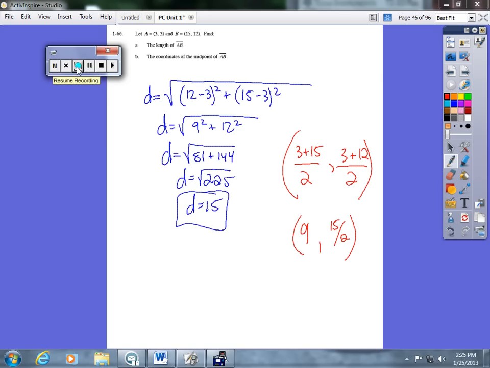Okay, so distance formula here, plugging in all the variables that we have, we end up with a distance of 15 between those two points. Midpoint formula results in a coordinate. Plugging all my numbers into the midpoint formula, I end up with (9, 15/2). You could have written that as 7.5 if you would have liked to.